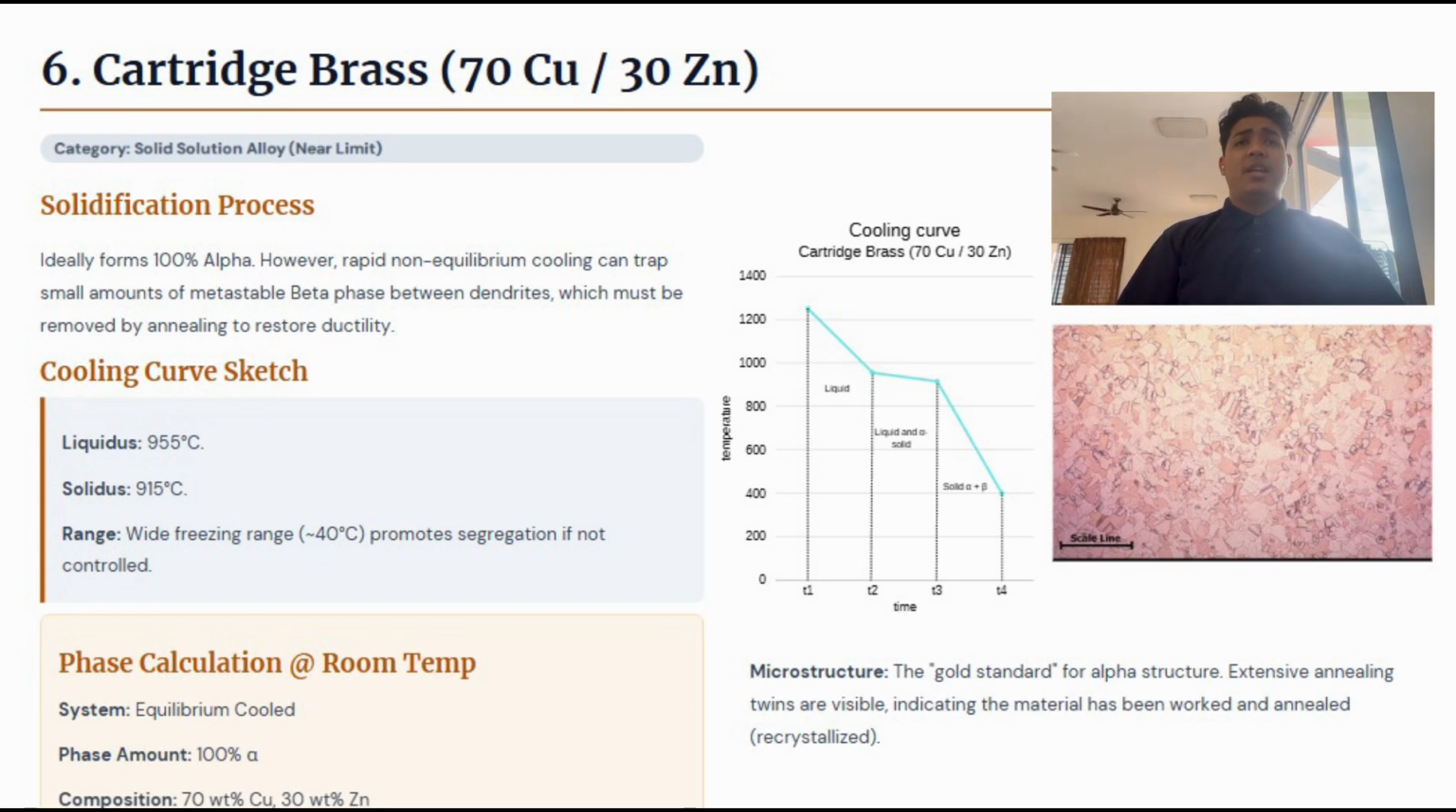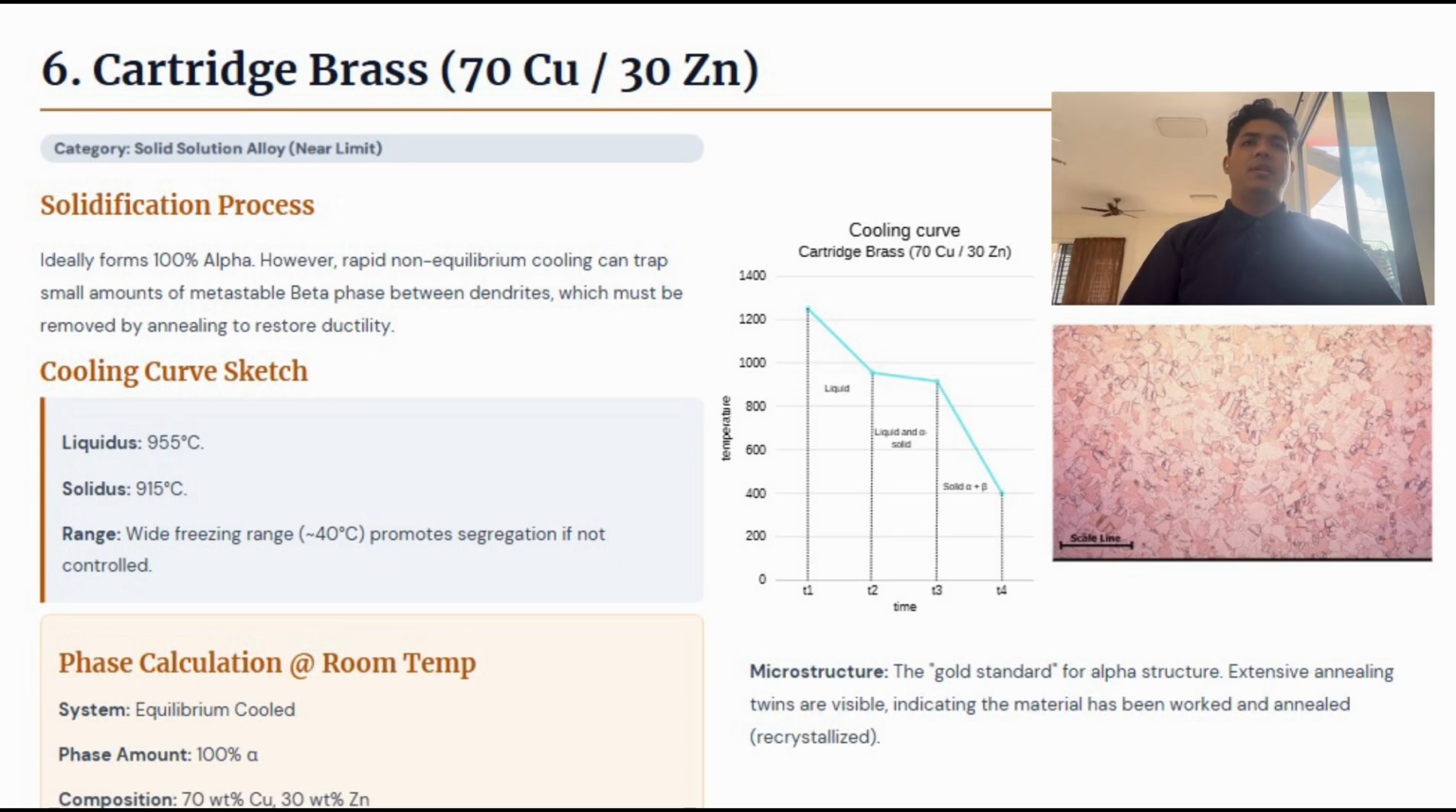And now, this slide shows cartridge brass, which contains 70% copper and 30% zinc. This is classified as a solid solution alloy located near the solubility limit of zinc in alpha brass. During equilibrium cooling, the alloy ideally solidifies as 100% alpha phase. However, if the cooling is too rapid, a small amount of metastable beta phase can form between dendrites, which can reduce the ductility.